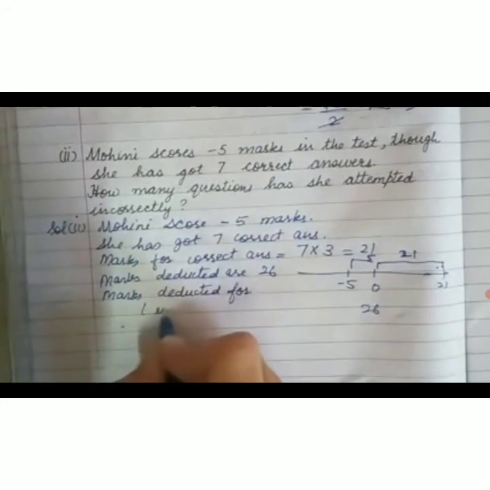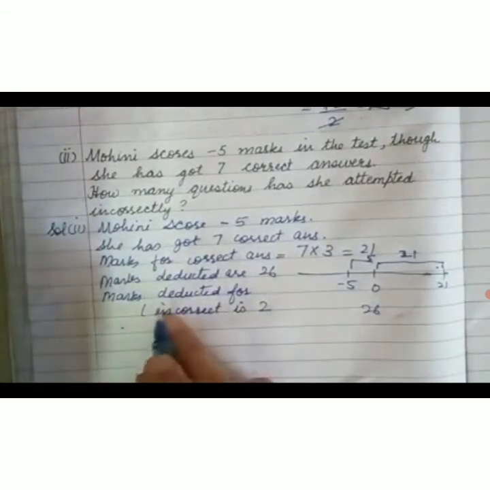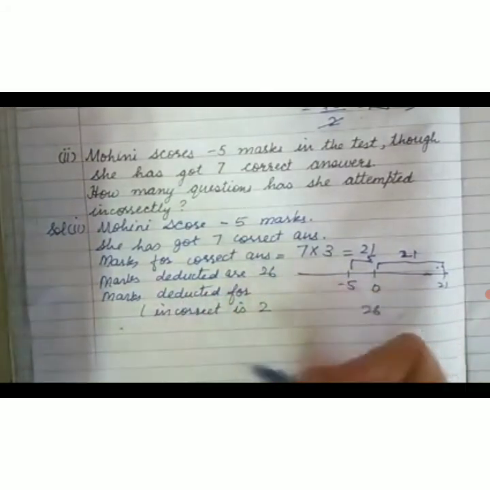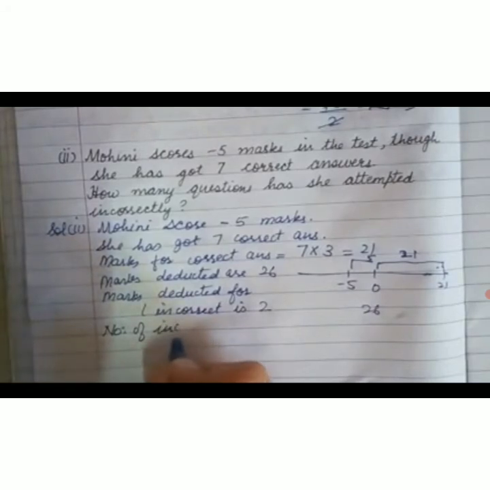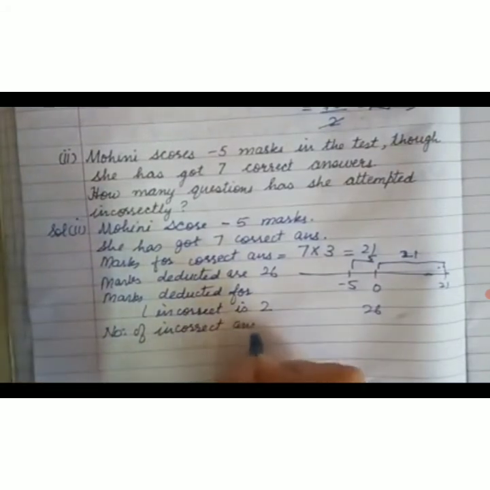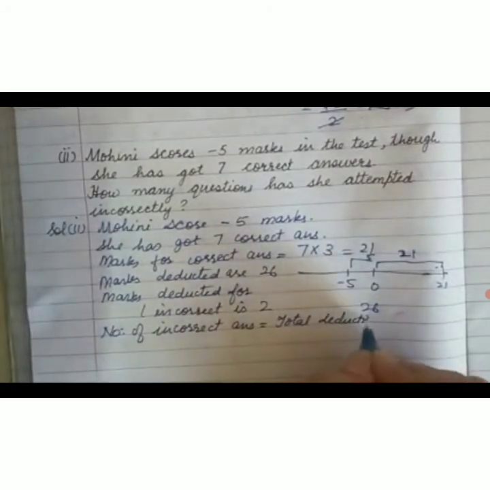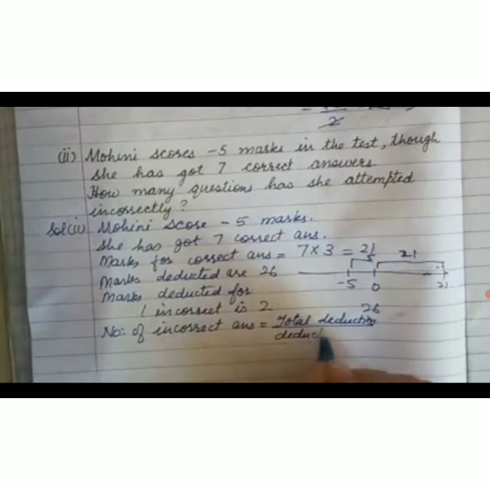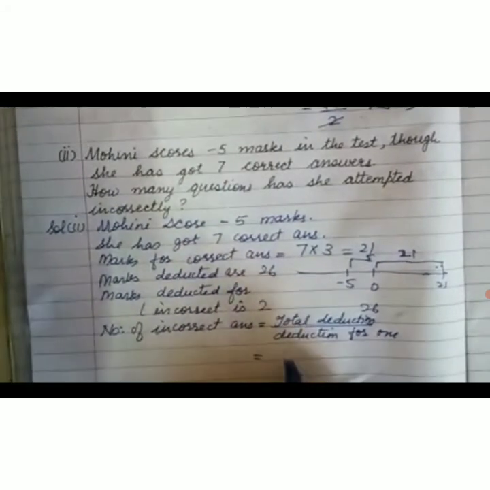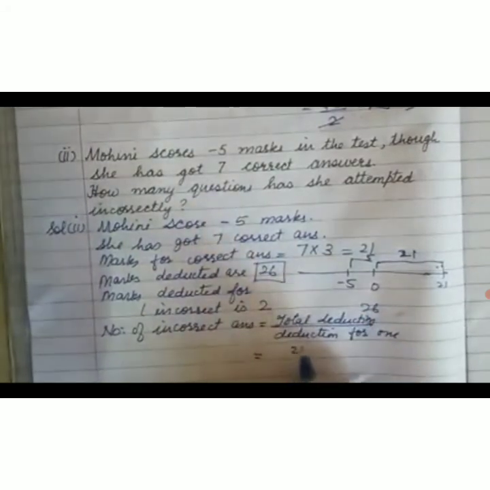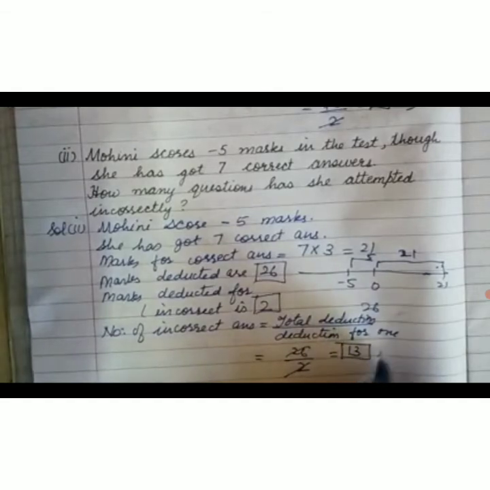So 26 marks are deducted, and one incorrect answer gets 2 marks deducted, right? The number of incorrect answers is equal to the total deduction divided by the deduction for 1. The total deduction is 26, and one incorrect answer deduction is 2 marks, so it is 26 divided by 2, which is 13.